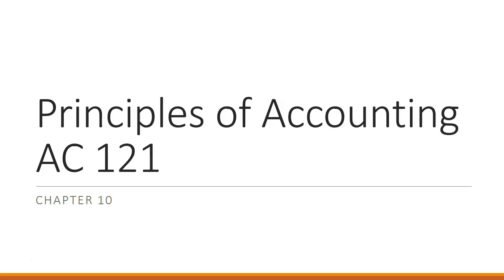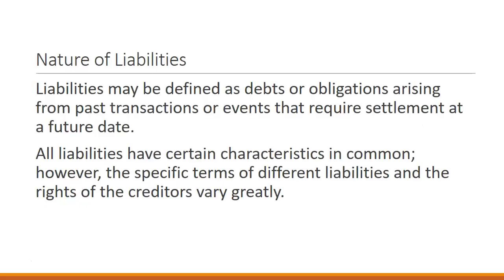Welcome to Chapter 10 in Principles of Accounting 1. Chapters 6 through 8, we talked about short-term assets. In Chapter 9, we talked about long-term assets. In Chapter 10, we change course and start talking about liabilities. So liabilities are, of course, the things that we owe people.